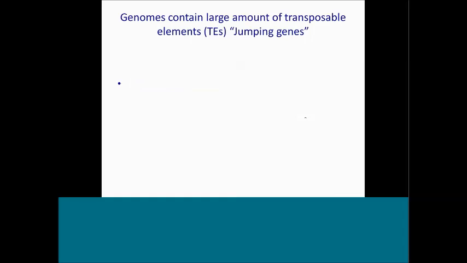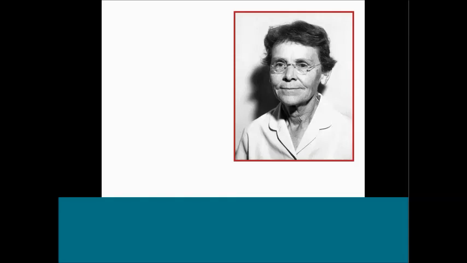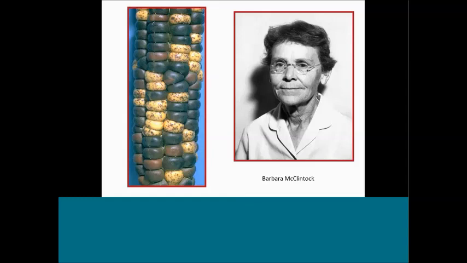In most eukaryotic genomes, there is a large amount of transposable elements, also called jumping genes, because they not only sit in the genome, they can change their position, and when they jump from one place to another, it often increases their copy numbers. The transposable elements were first discovered by Barbara McClintock. She won the Nobel Prize for this discovery in 1983. In the 1940s, she used maize as a model system.